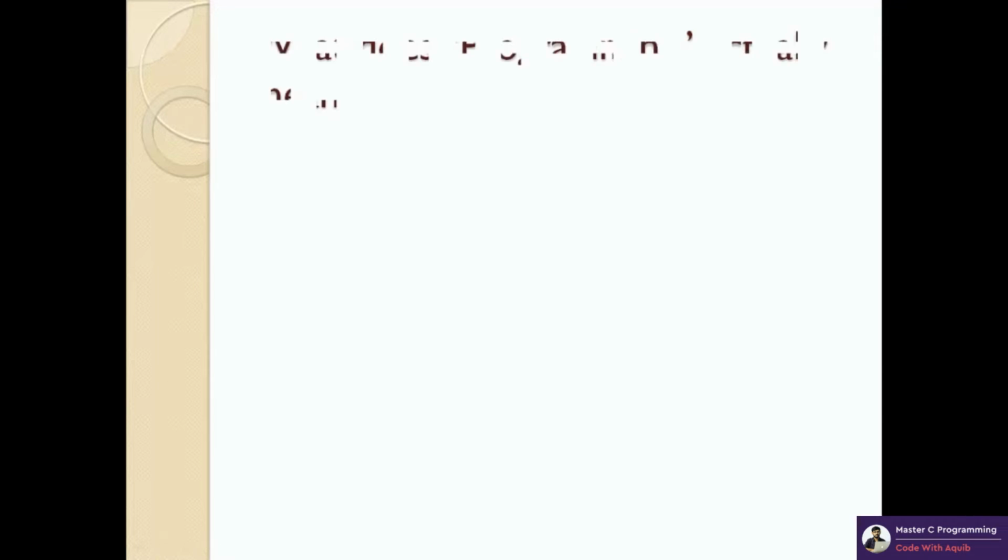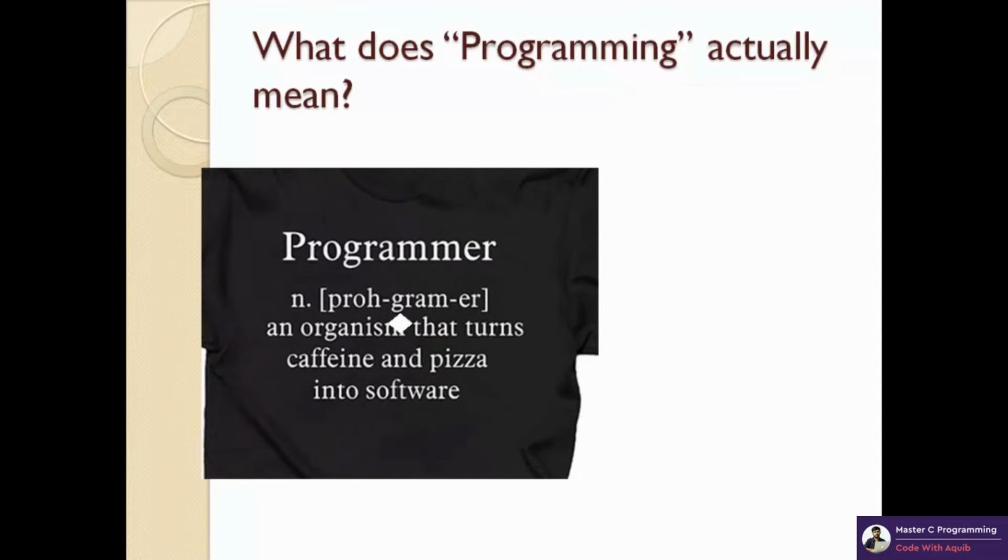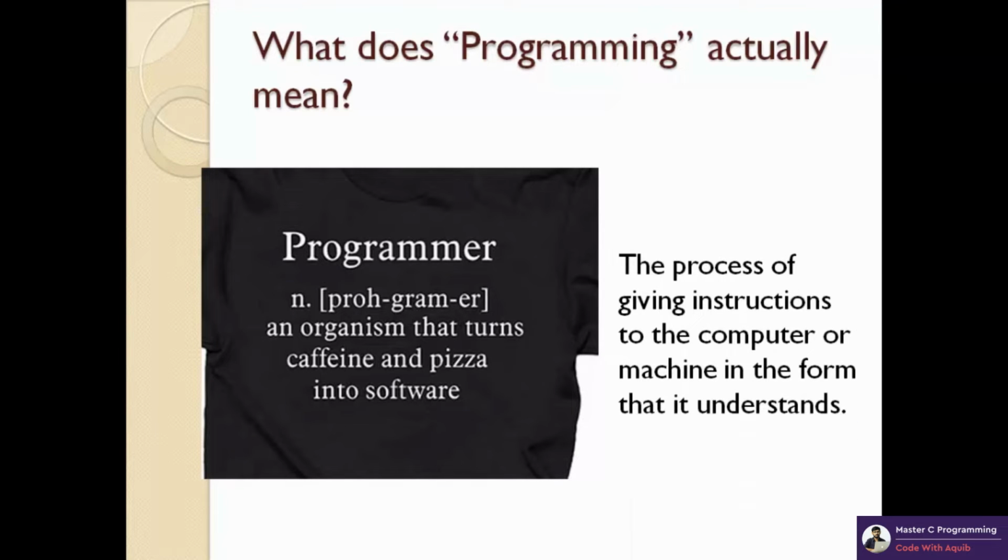The very first question which comes up when we are talking about programming is what does programming actually mean? If you go and Google it up, what you will get is that a programmer is an organism that turns caffeine and pizza into software. Well, I do agree that this definition is quite neat, but let's have a look at a more formal one. Programming is basically the process of giving instructions to the computer or machine in the form that it understands.